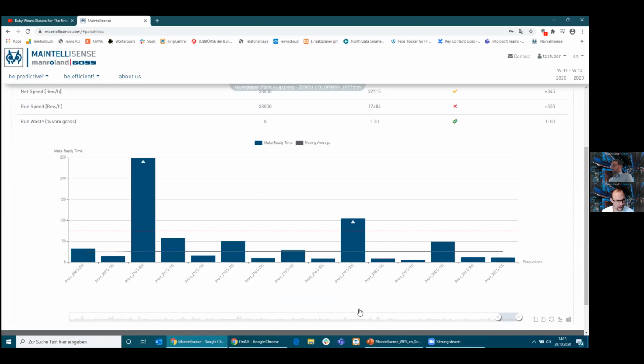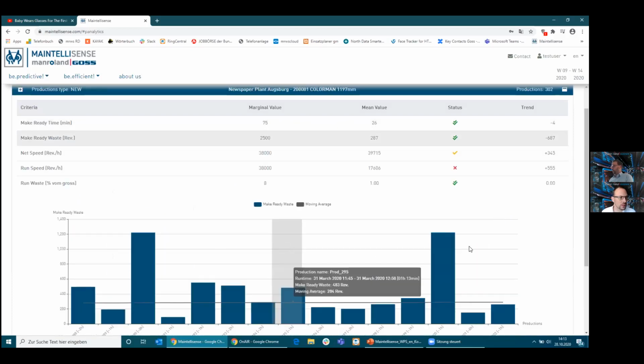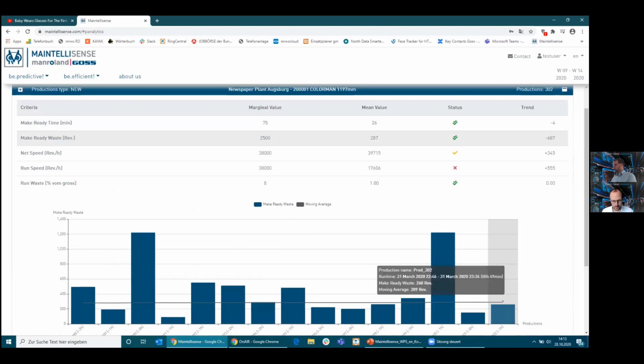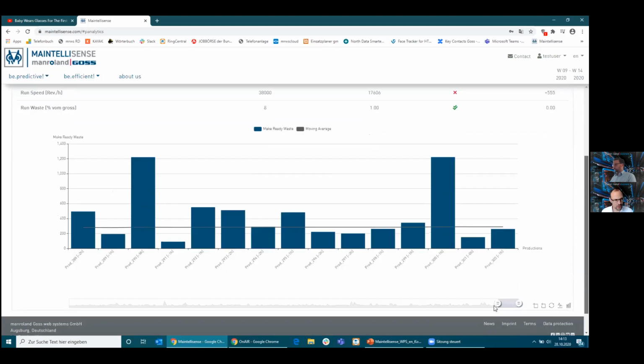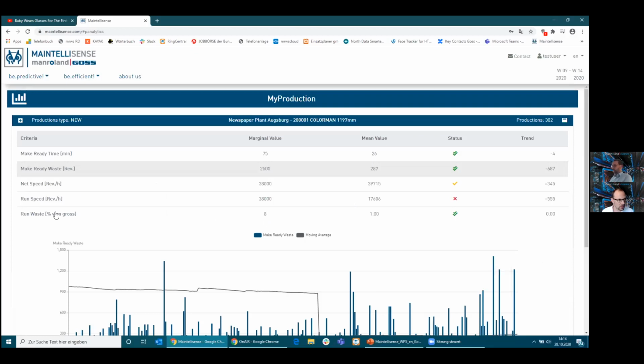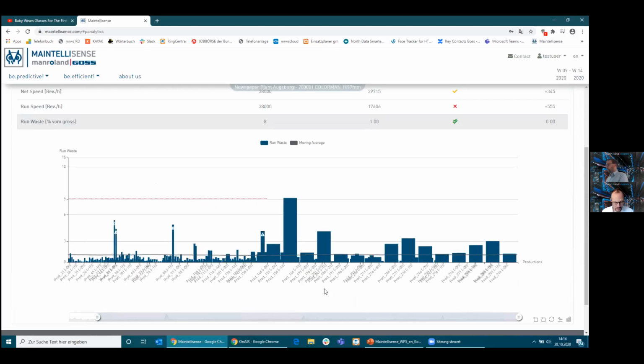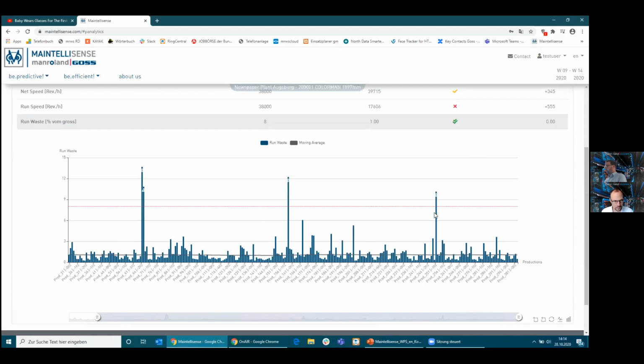And in this view, you could see an overview of all of your productions. You see, okay, the trend is okay, but sometimes you have some productions which are not okay. Here as well, make ready waste. It is the same. It seems to be okay, but some productions were not as good as they should be. Here as well, the running waste, very important. You see, okay, in the meantime, it's okay, but sometimes you see here that the press has some problems.